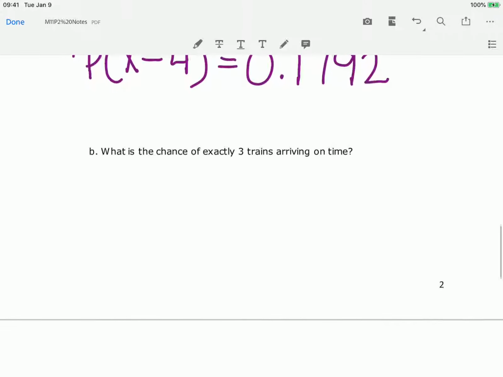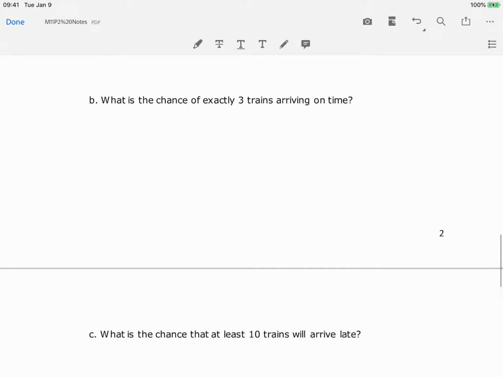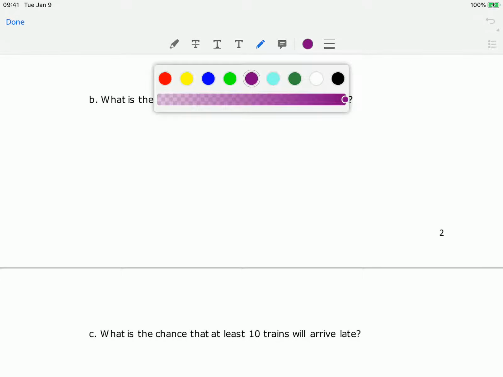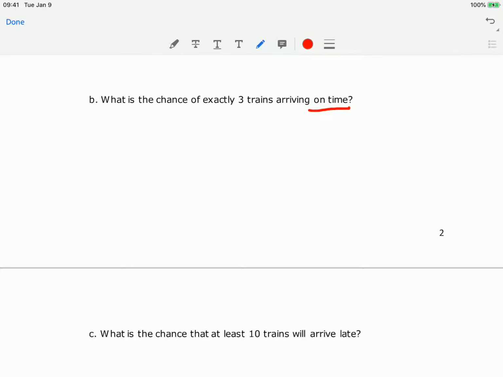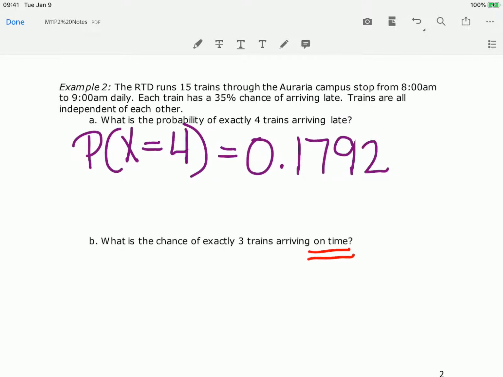Okay. So now the next problem says, what is the chance of exactly 3 trains arriving on time? And that's a key word. So we've been given the probability that the train is late. I want to know the probability that the train is on time. So there are 2 ways you can solve this. You can either change the probability of success from 0.35 to 0.65, which would be the probability that the train is not late.